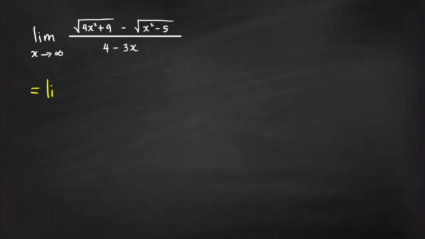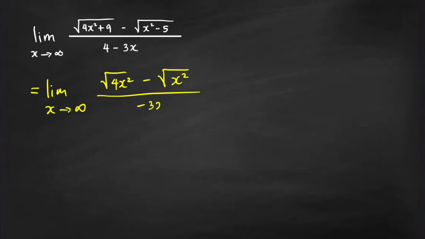So the limit of this expression is the same as the limit of the square root of the highest degree term, which is 4x squared, minus the highest degree term of x squared minus 5, which is x squared, all over the highest degree term in the denominator, which is negative 3x. Now, x goes to infinity, so x is a positive number, so the square root of 4x squared is just 2x, minus the square root of x squared, which is x, all over negative 3x.